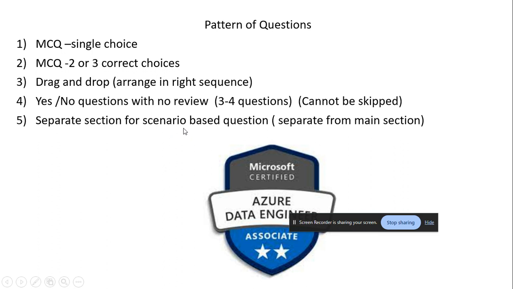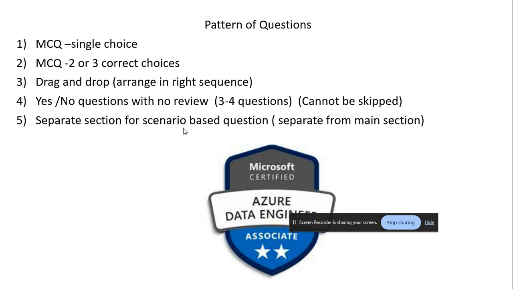Okay, now coming to the separate section for the scenario based questions. As I mentioned, part 2 will be totally for the scenario based questions, and this section is separate from the main section. Only after completing the main section can you land in this section. Remember, there is no separate time limit for it. Within those 100 minutes only, you have to complete both sections, that is the main section and the second section. The second section is for the scenario based questions.